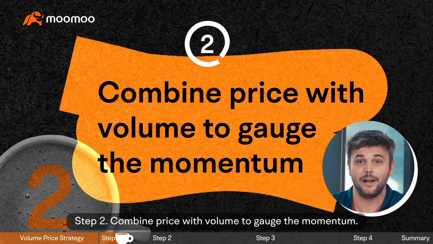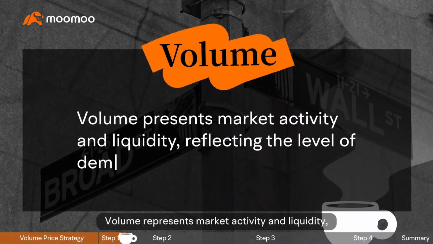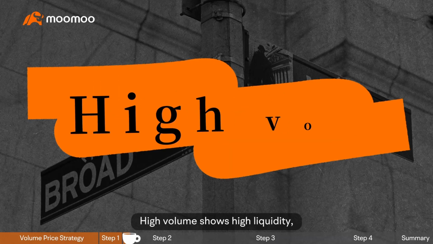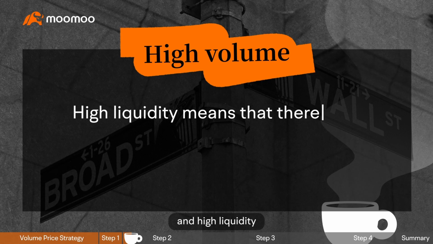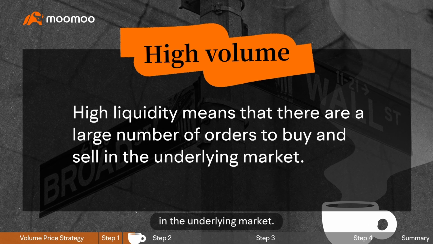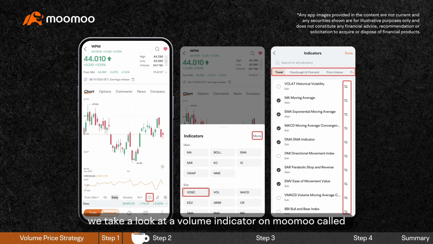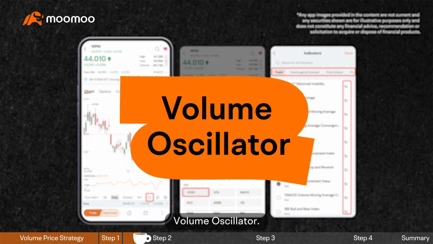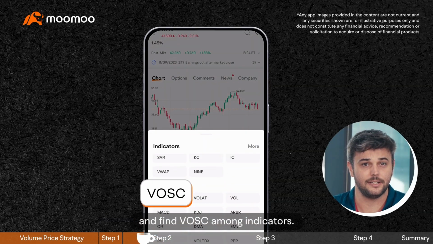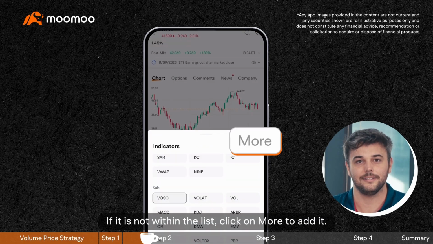Step 2. Combine price with volume to gauge the momentum. Volume represents market activity and liquidity, reflecting the level of demand and supply. High volume shows high liquidity, and high liquidity means that there's a large number of orders to buy and sell in the underlying market. To help you better understand volume, we take a look at a volume indicator on Moomoo called volume oscillator. Open a chart of the stock that you're interested in and find the volume oscillator among indicators. If it is not within the list, click on More to add it.